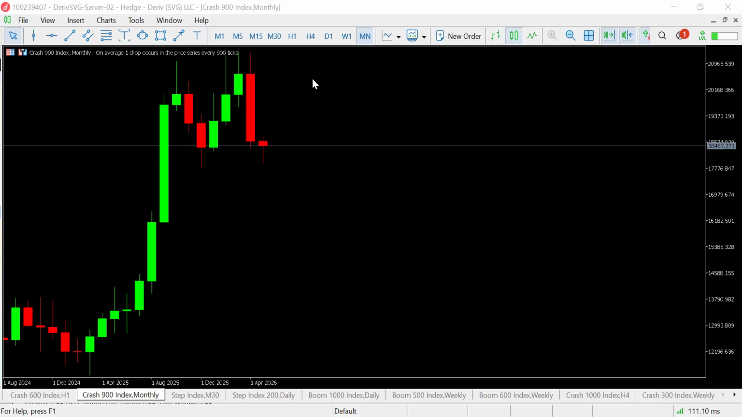So I'm currently on the monthly time frame, and on this time frame, we basically try to get key zones and directional bias. But because this index has not been trading for a long time, you can see that we have sort of limited data. How do I mean? We can see clearly that this index, Crash 900, has been in an uptrend. You can see that it started out here, price gave us a low, and then a high.